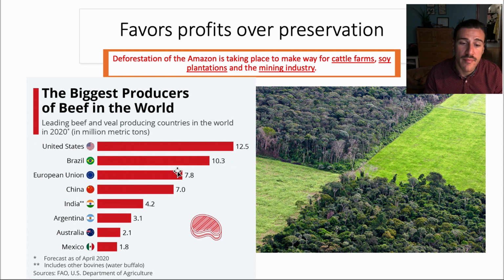10.3 million metric tons of beef is created each year in Brazil. The only country that produces more cattle is the United States of America. And we see the destruction of these huge cattle complexes, from their waste running off into waterways to the absolute dismantling of natural ecosystems to actually just create space for these animals.